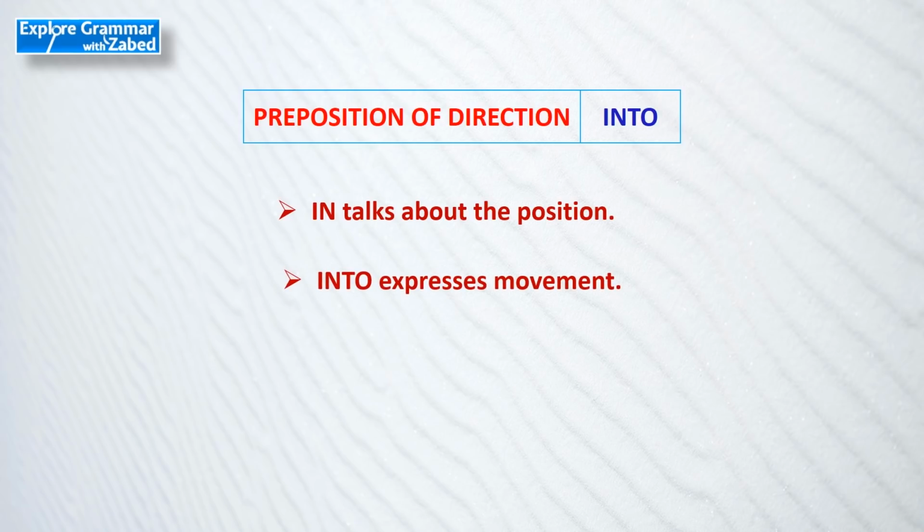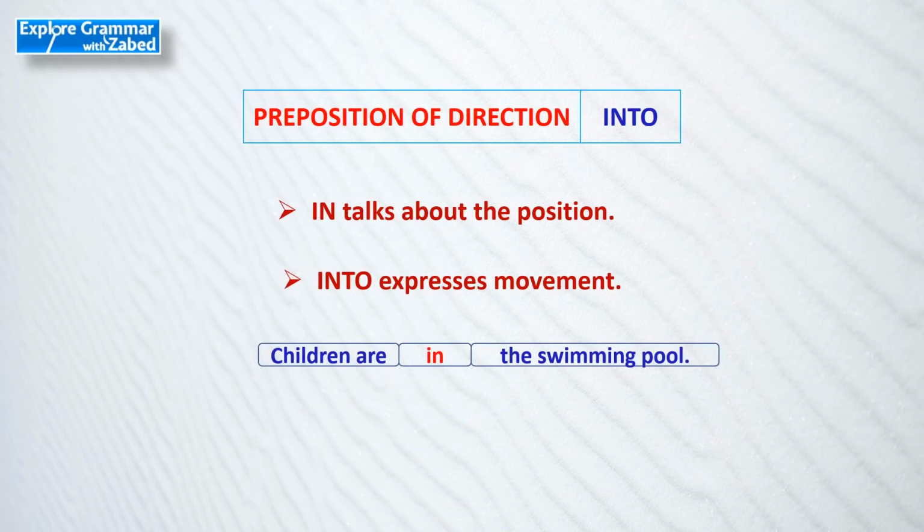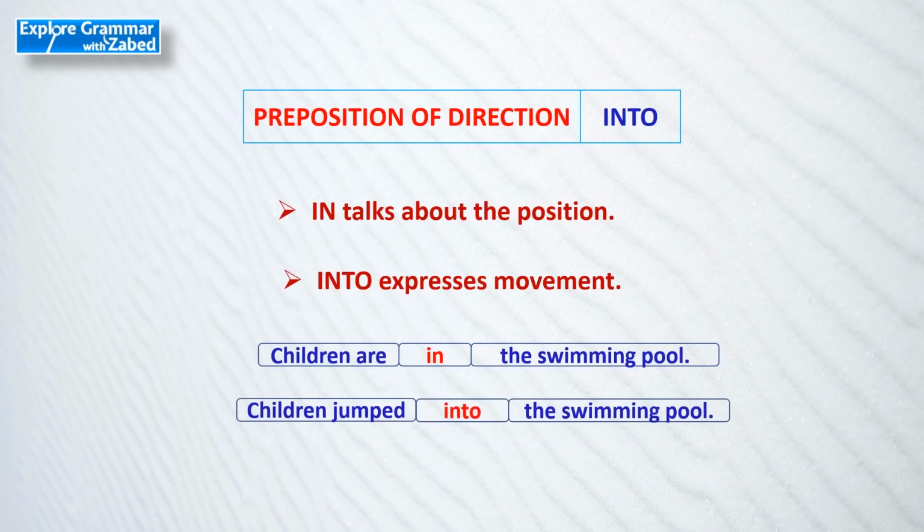See the two sentences on your screen. Children are in the swimming pool. Children jumped into the swimming pool. The first sentence talks about the position of the children and the second one is about the movement of the children.